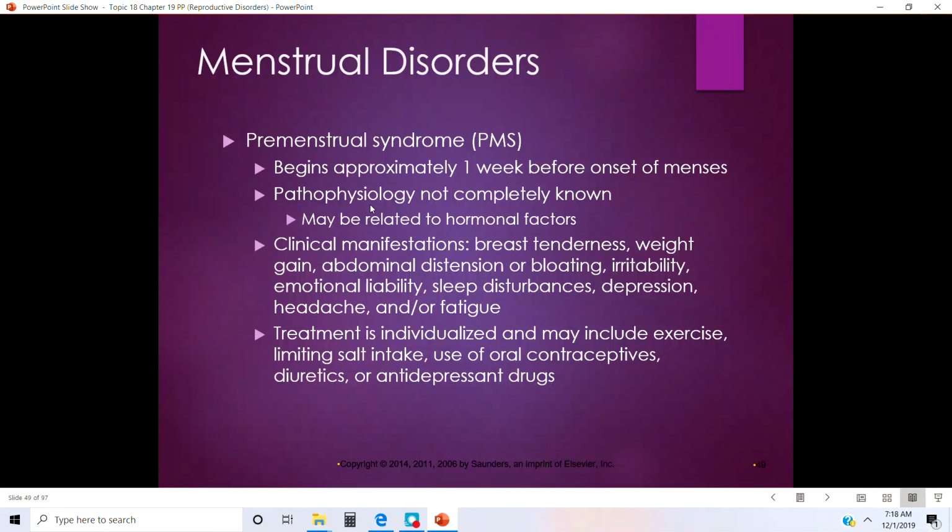Try to have exercise being done, decreasing the salt intake, right? That helps to decrease water retention, that type of thing. Sometimes they'll be put on oral contraceptives, diuretics, or even antidepressant drugs. You may hear this term, I didn't put it in the notes, but when somebody has really severe symptoms, a lot of times they'll call that premenstrual dysphoric syndrome. That's when the symptoms are a bit more severe. All right, so this is PMS.